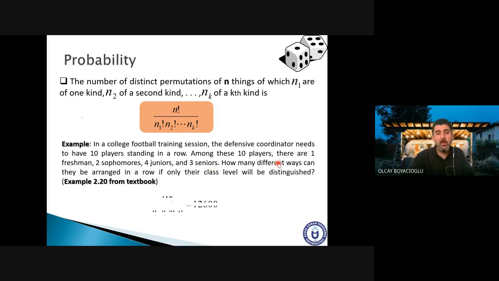So this is the formula, guys. 10 factorial, because we have only 10 players, divided by the class numbers. For example, there is only one freshman, 1 factorial. 2 sophomores means 2 factorial. We have 4 third grade students, 4 factorial, and 3 seniors, 3 factorial. Okay, this is the formula. And at the end, you have 12,600 different ways that you can arrange these 10 defensive students on the team as a defense team. All right?